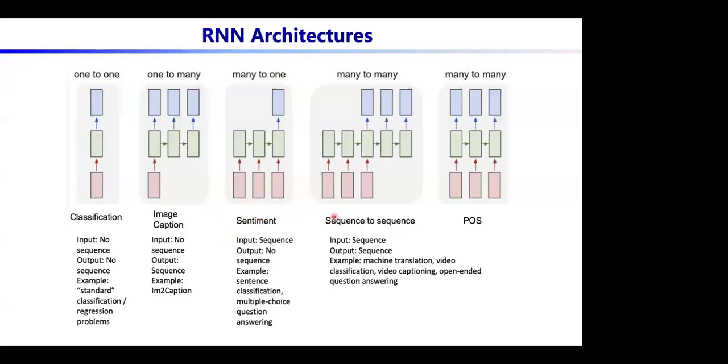Or else we could have many to many, many inputs, many outputs, and they are not exactly corresponding to each other. That means it's not one input and then through the network you have one output, but rather this kind of thing. This is more like sequence to sequence language translation, those kinds of things.